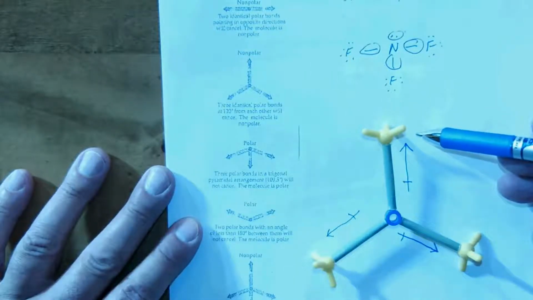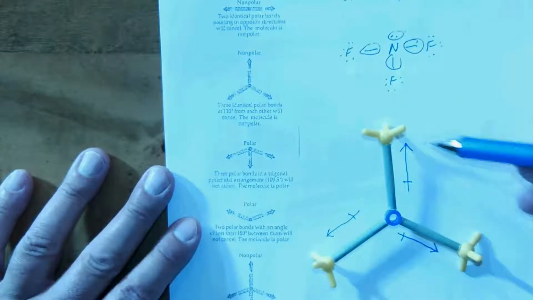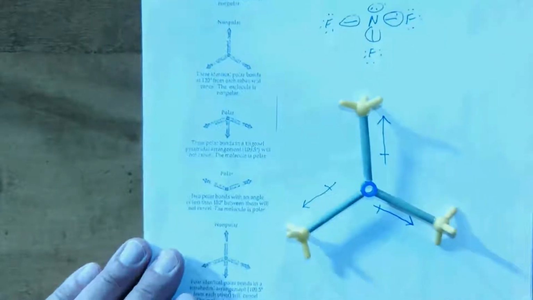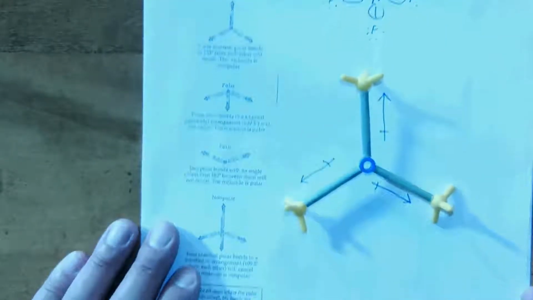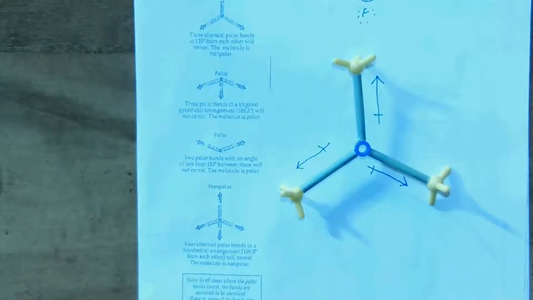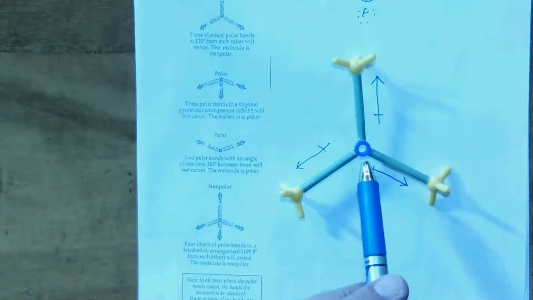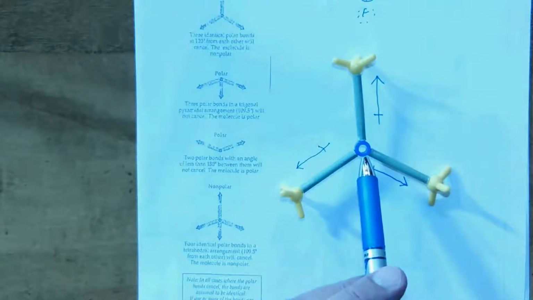Is the molecule polar? No, not if it's flat like this. The easiest way to think about it, when you're trying to determine polar or nonpolar for the molecule, is to pretend that the central atom is a boat floating in a lake. So this boat's floating on the surface of a lake.